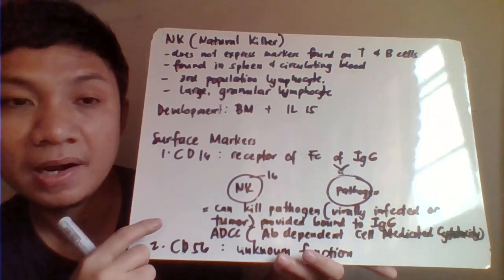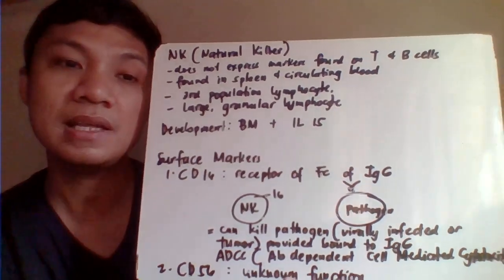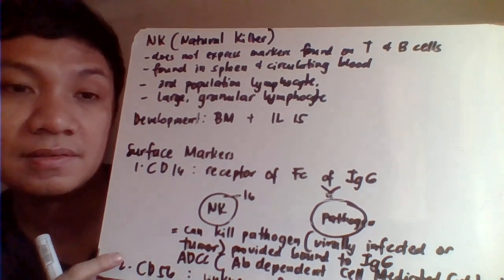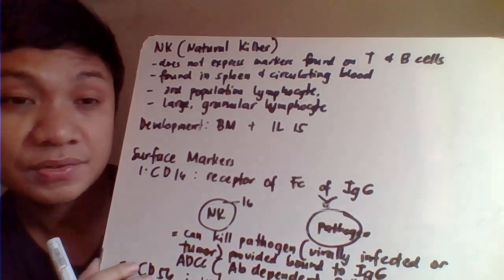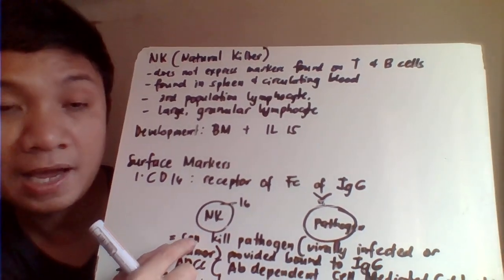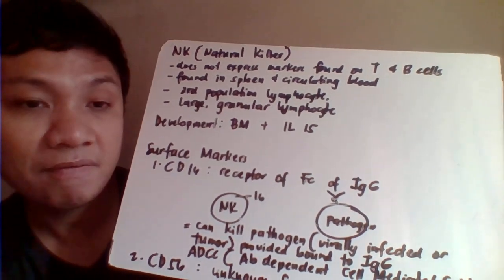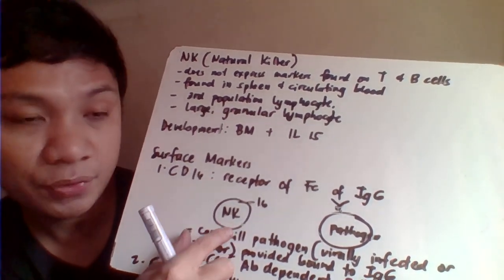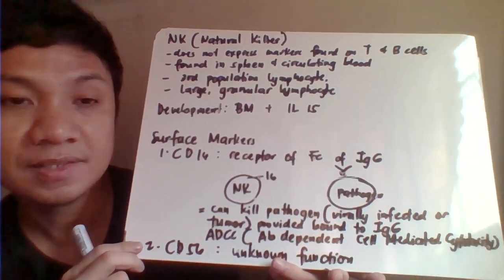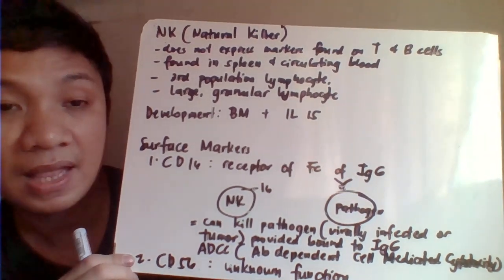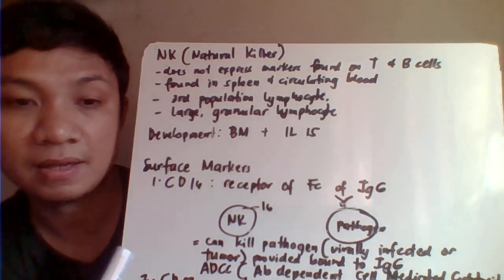So what did we notice? They have the same activity as our T cytotoxic. Your T cytotoxic can kill your virally infected cell or tumor-infected cell, provided that your T cytotoxic requires MHC class 1. This one, naman, needs an antibody. There should be an antibody coating our virally infected cell or tumor-infected cell in order for your NK to kill that one. Another marker we have is your CD56, but as of today, its function is not identified. The function of this CD56 marker in your NK is unknown.